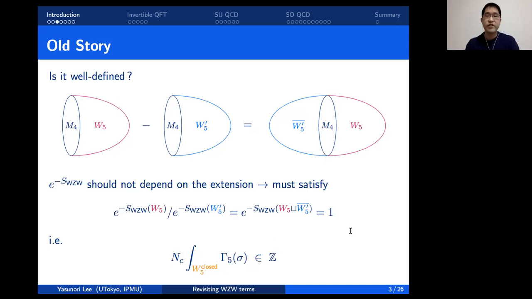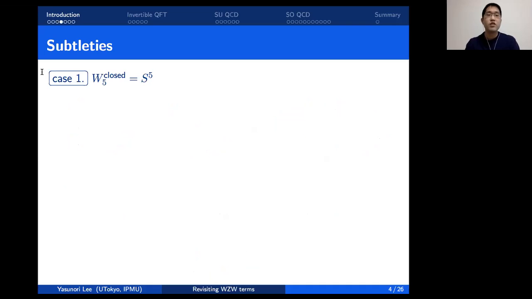So let's check whether it is actually satisfied by looking at concrete examples. The most familiar closed 5-manifold is probably S5, the 5-sphere. I hope we all agree on that. So we start off with this case. Fortunately, gamma 5 integrated over S5 turns out to be 1, which is an integer as desired. This is actually the case originally considered in Witten's paper, where the spacetime 4-manifold was taken to be a 4-sphere.